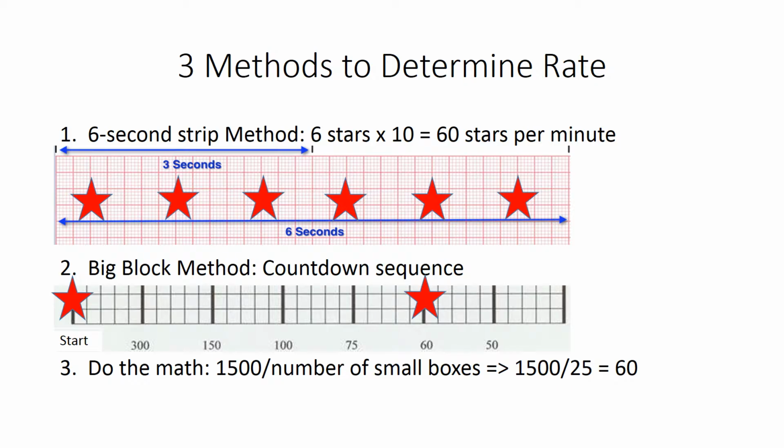And the third is to do the math. Take 1500 and divide that by the number of small boxes. In the case above, there are 25 boxes between stars. 1500 divided by 25 equals a rate of 60 stars per minute.